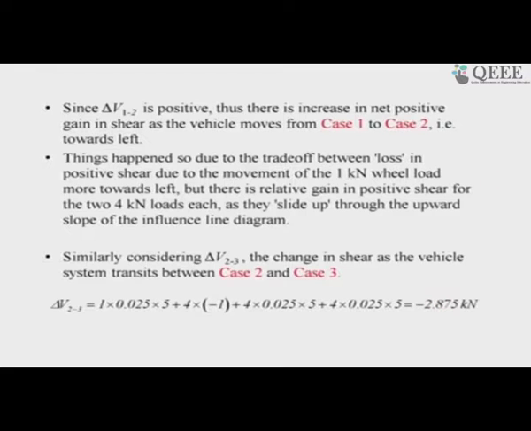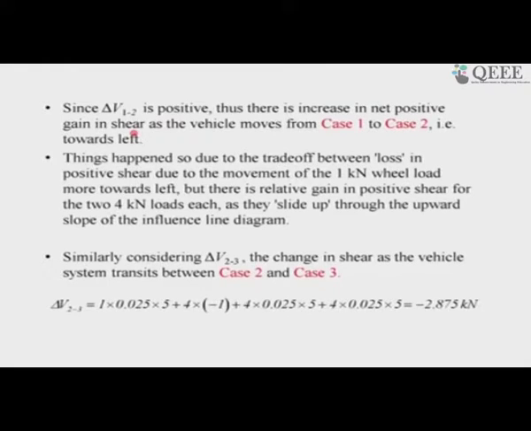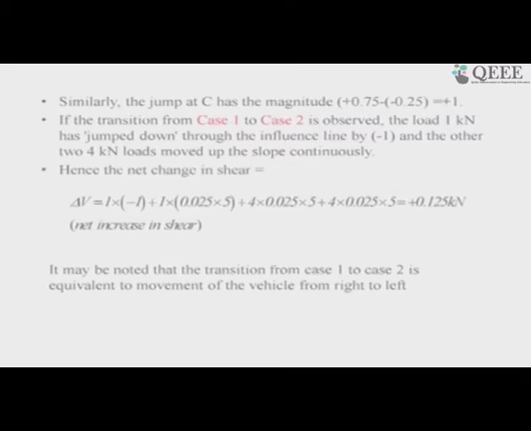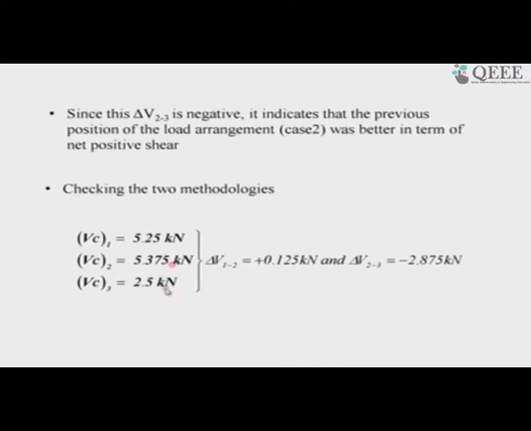Now, let us sum up the values. These are the 3 values you have calculated earlier. Now, in between these two, you got positive changes of 0.125. Can you recollect that you already have accounted for that positive 0.125 in the previous slides. And you see that this is negative 2.875, and you see here also, in these two cases from case 2 to 3, you have a negative 2.875.